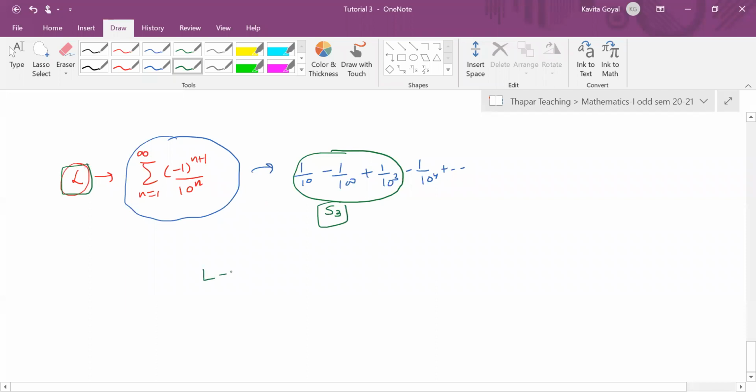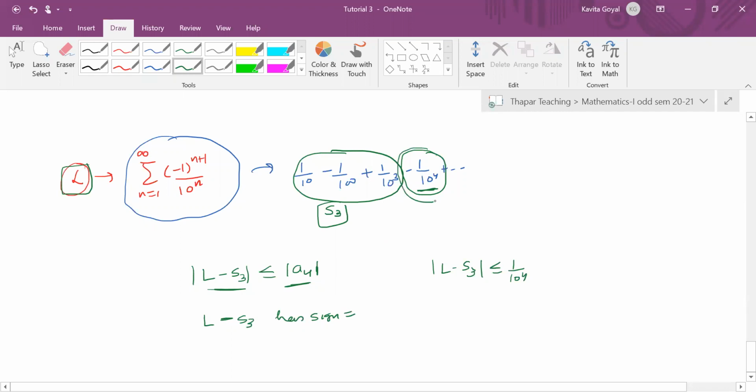So we have a theorem which tells that mod of L minus S3 is less than or equal to A for whatever is the next term, whatever is the first discarded term. So the error will be less than or equal to the mod of the first discarded term. This is from the theorem. Is that okay? So here mod of L minus S3 will be less than or equal to 1 by 10 raised to power 4. And also we have in the theorem that this has sign equal to the sign of the first discarded term. So here the sign is negative.